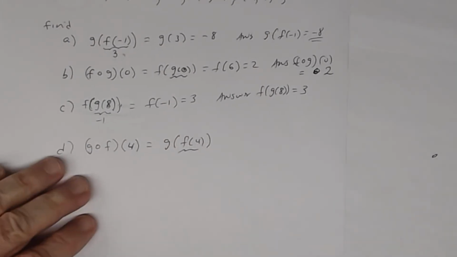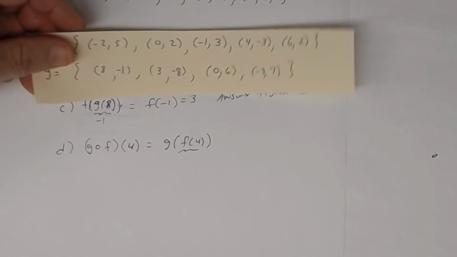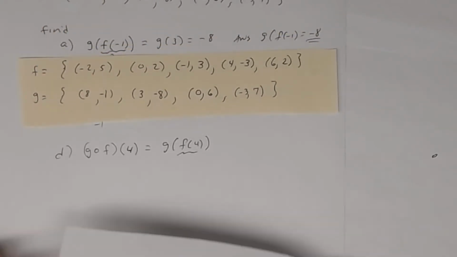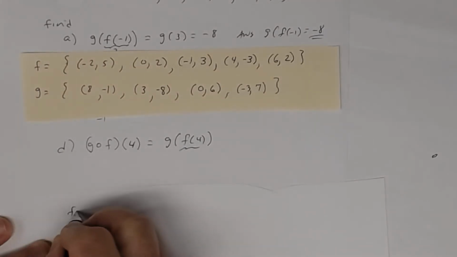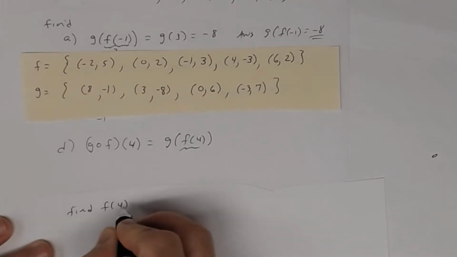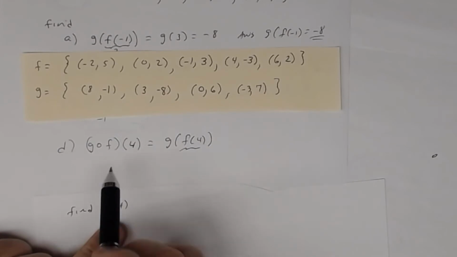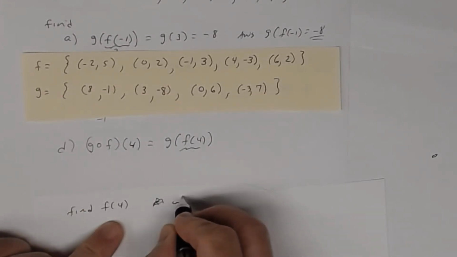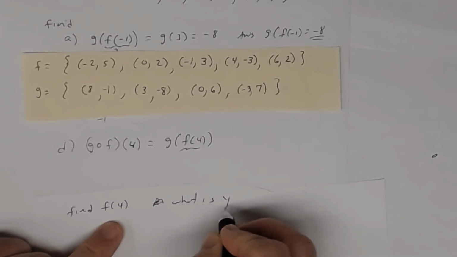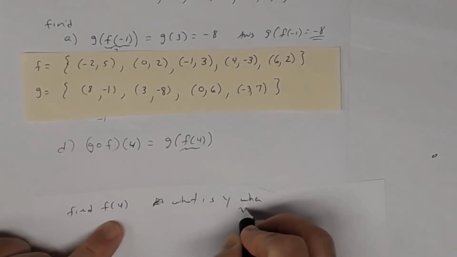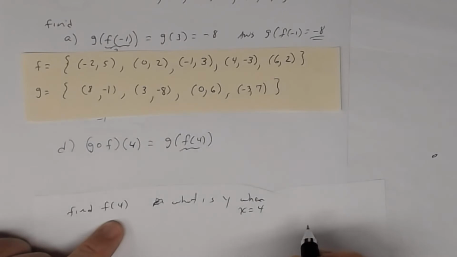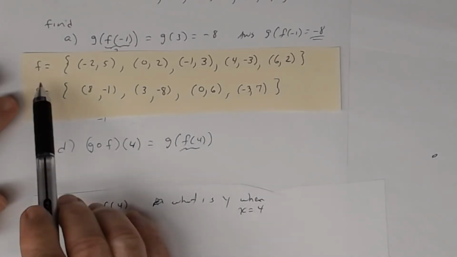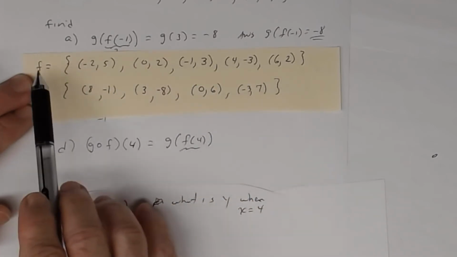All right, so f of 4, I'm going to go ahead and use this right here. So remember what that means. I have to find f of 4. That means I go to my function f, and I want to find what is y when x equals 4. That's what you're trying to determine. But since this is your function f, you got to use your ordered pairs that go with f.